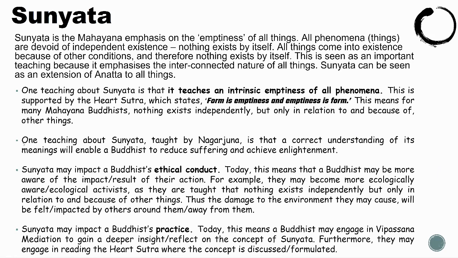Now, a key teaching that emerged very early on in the earliest of Mahayana writings, the perfection of wisdom literature, and was promoted most of all by one of the early teachers of Mahayana, a guy called Nagarjuna, is the idea of sunyata, meaning emptiness of all things. All things are empty. All phenomena, not just people, but all things are devoid of any independent existence. Nothing exists by itself. All things come into existence because of other conditions, and therefore nothing exists by itself.